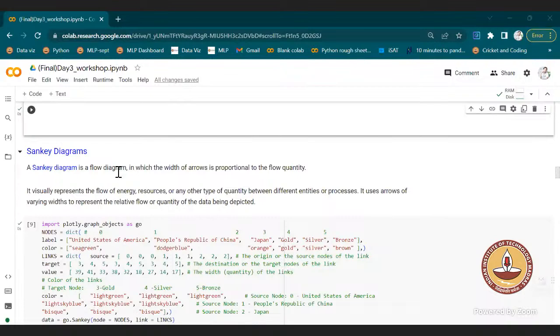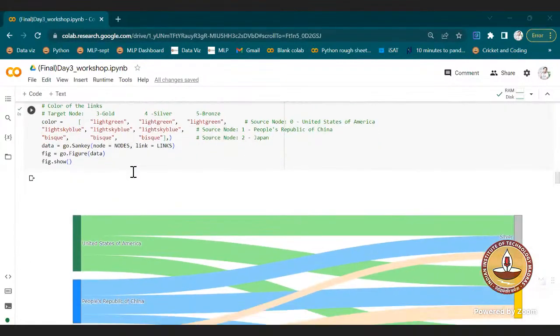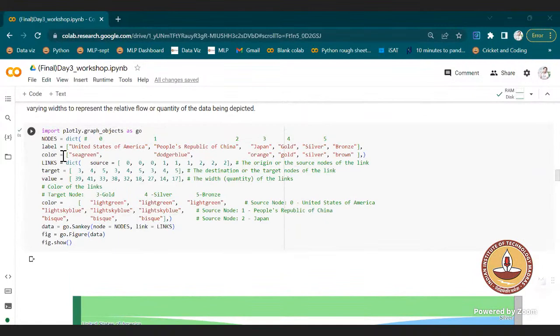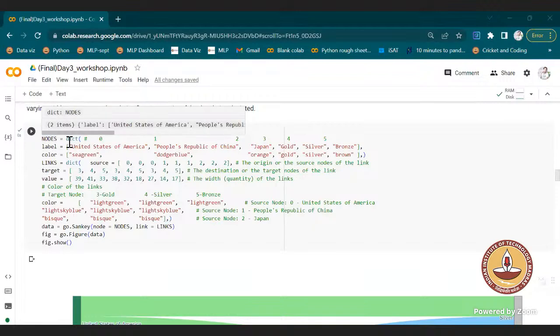Okay, and the width of the arrow is proportional to how much quantity is flowing from one side to another side. Here you see what we have done. We have created the labels, and then colors. We have created the two dictionaries.